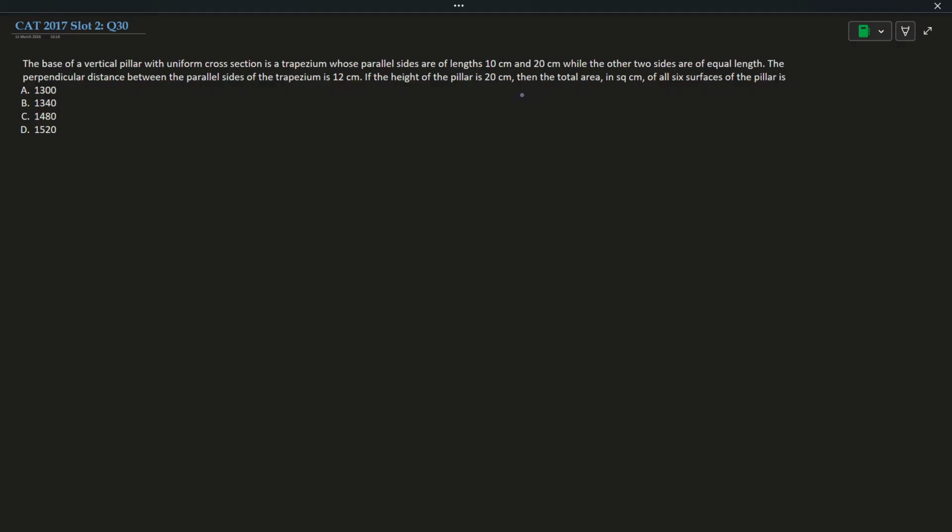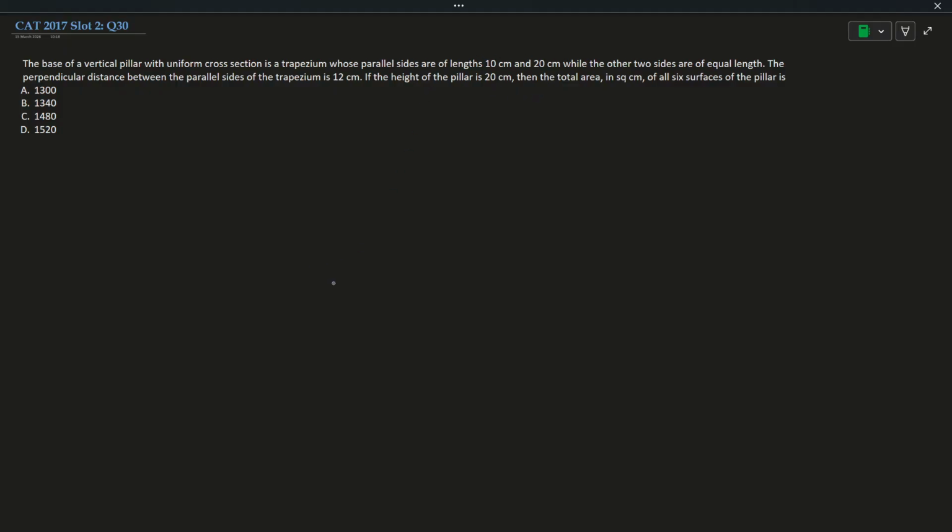The base of a vertical pillar with uniform cross section, guys, is a trapezium whose parallel sides are of length 10 centimeter and 20 centimeter, while the other two sides are of equal length. The perpendicular distance between the parallel sides of the trapezium is 12 centimeter. If the height of the pillar is 20 centimeter, then the total area in square centimeter of all 6 surfaces of the pillar is.